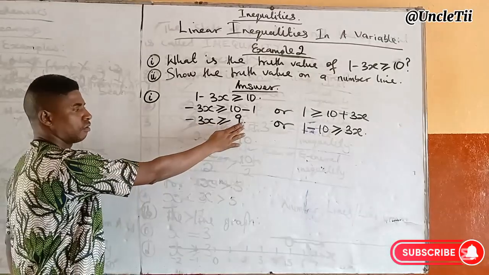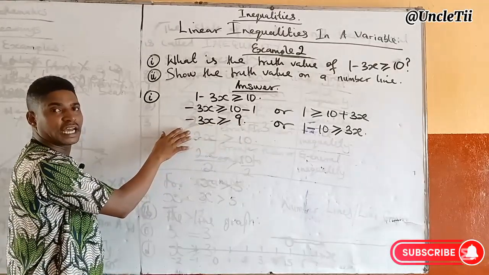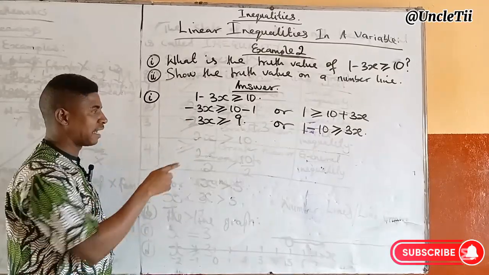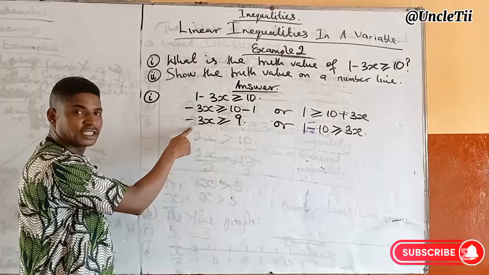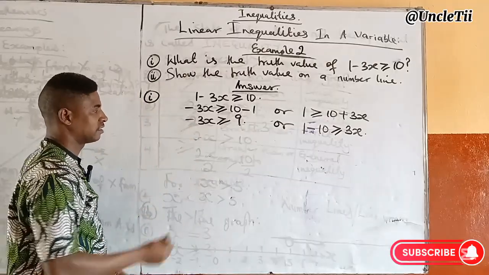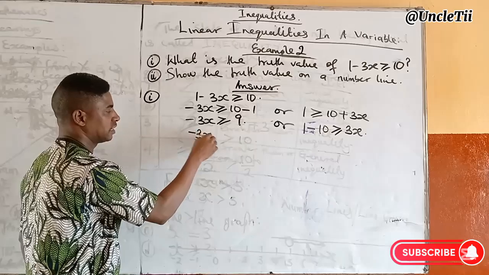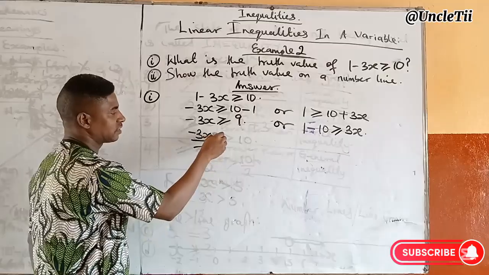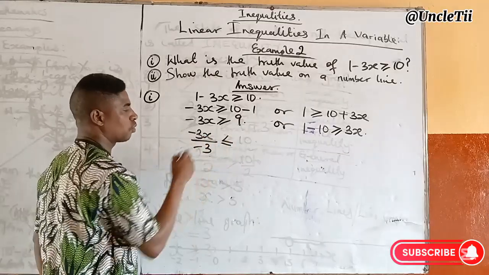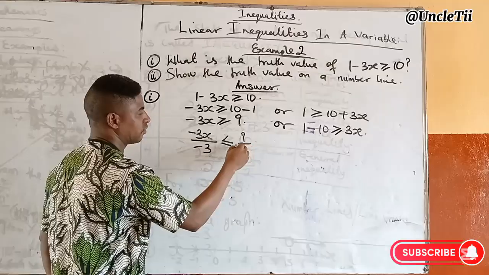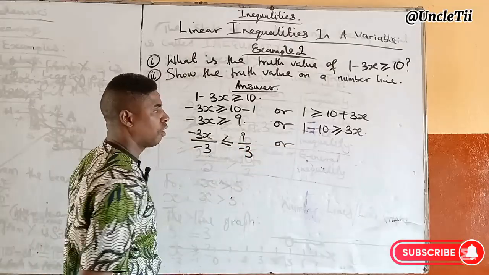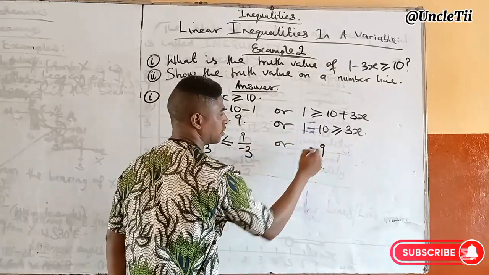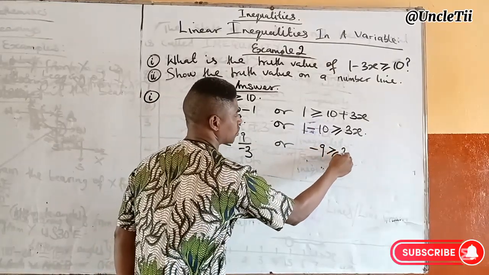Of course, all we need to do here now is to divide both sides by the coefficient, which is minus 3. Remember, division by a negative coefficient will reverse the inequality sign. That will give us minus 3x over minus 3, greater than will be reversed to less than. Then of course, the equal to remains, equal to 9 over minus 3. Or, here we do the subtraction. 1 minus 10 is minus 9 greater than or equal to 3x.